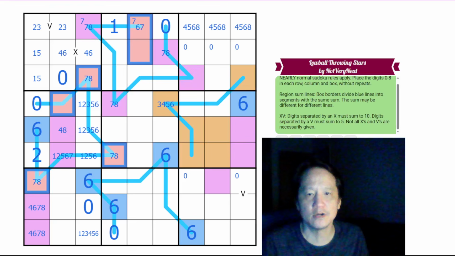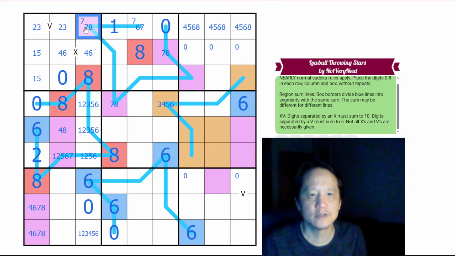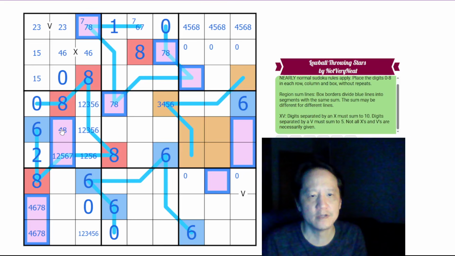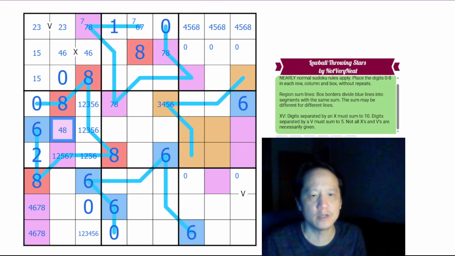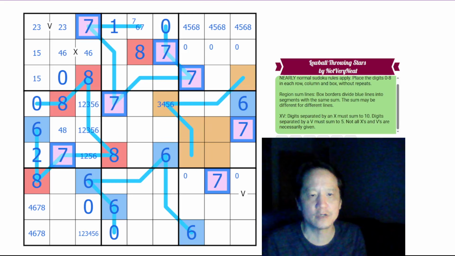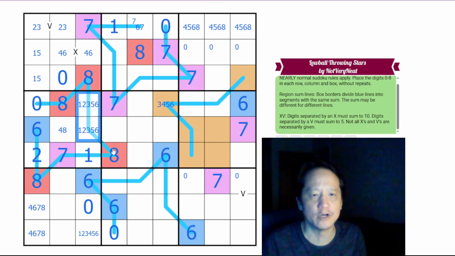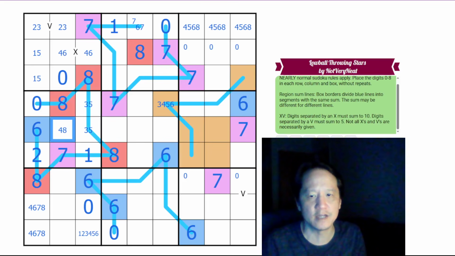The reds are 8, which means this can't be 8. So the reds are 8. The pinks are 7. So this must not be pink here. We don't know which of these are pink. This is pink. This is pink, so this can't be pink here. So all the pinks are 7. That makes that 1. That makes this 3 and 5, which makes this not 8. That's 4.